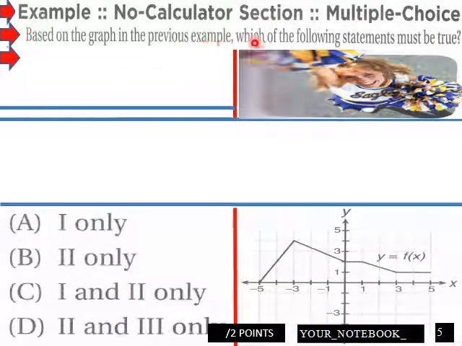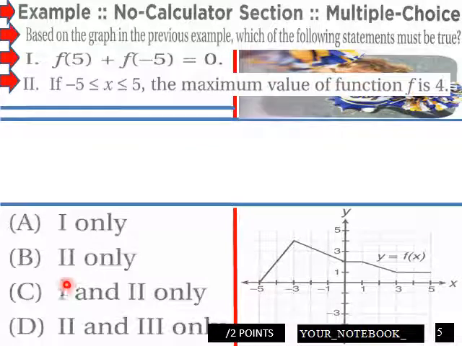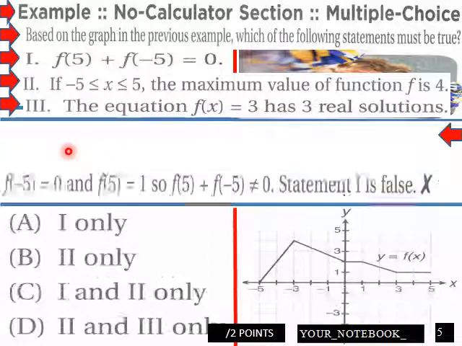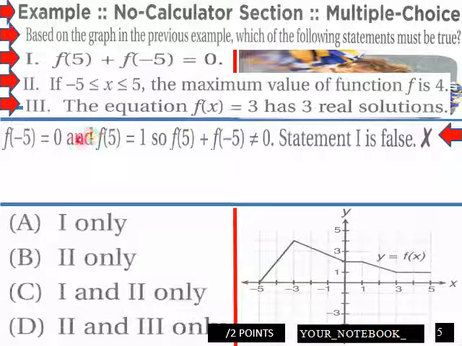Example, no calc, multiple choice here. 1, f of 5 plus f of -5 equals 0. 2, if -5 is less than or equal to x, and x is less than or equal to 5, the maximum value of the function f is 4. 3, the equation f of x equals 3 has 3 real solutions. f of -5 equals 0, f of 5 equals 1, so f of 5 plus f of -5 cannot equal 0. So statement 1 is false.